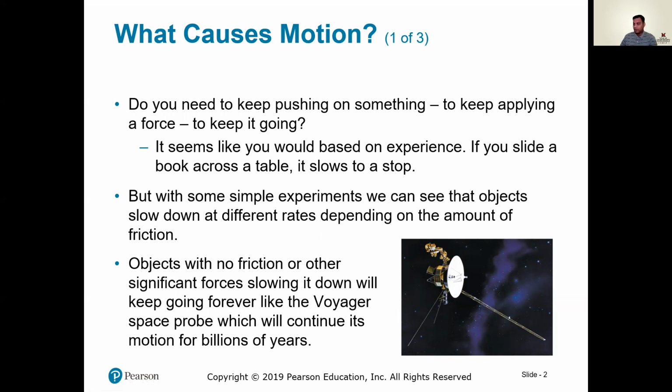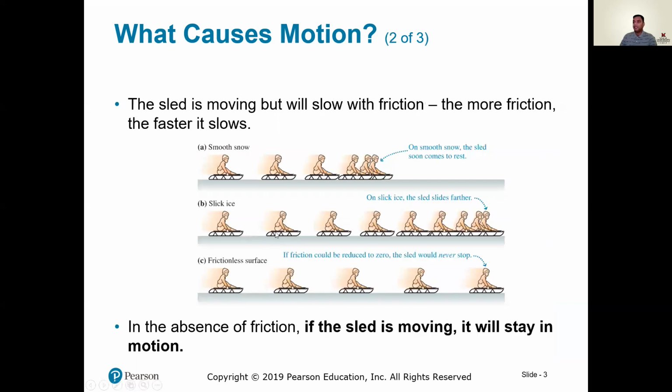So these kinds of experiences basically shape our theoretical foundations for this chapter, which we call Newton's laws, or the three laws of Newton. So let's go on. What causes motion? The sled is moving but will slow with friction. The more friction, the faster it slows. In the absence of friction, if the sled is moving, it will stay in motion.